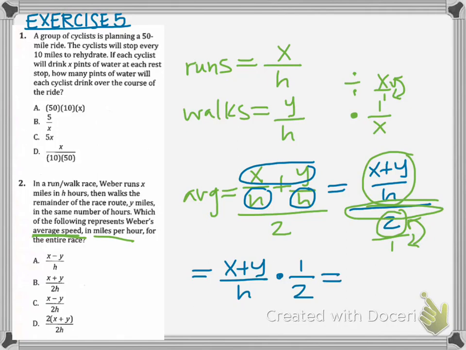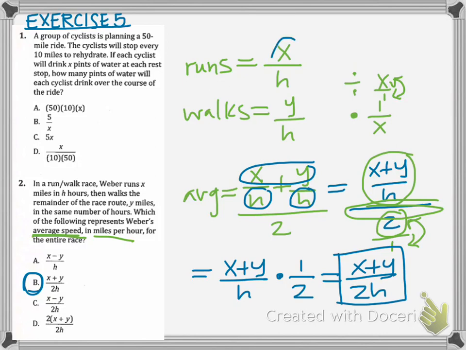So to multiply, we just multiply our numerators and our denominators. X plus y times 1 is just x plus y. And h times 2 is 2h. So the answer here is x plus y over 2h. So these are going to be just kind of manipulating variables. It's going to be very abstract.